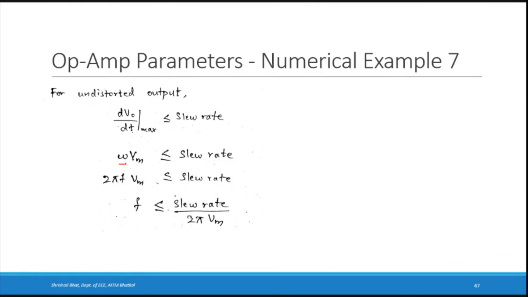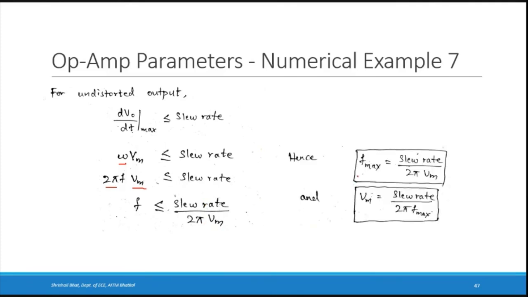If I rearrange, you get the relation for f as f is less than or equal to the slew rate divided by the other things, 2 pi and Vm. This goes to the denominator: slew rate divided by 2 pi Vm. So what will be the maximum value of frequency? The maximum value of frequency will be equal to slew rate divided by 2 pi Vm. That is the f max.